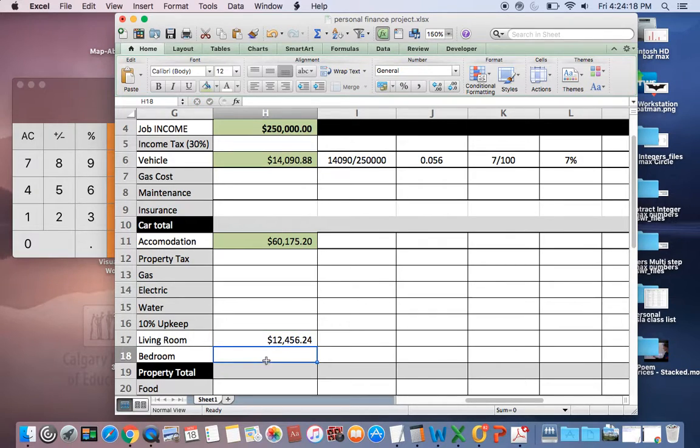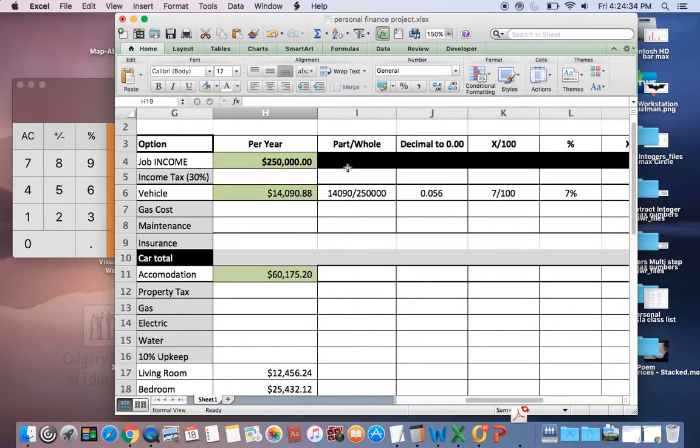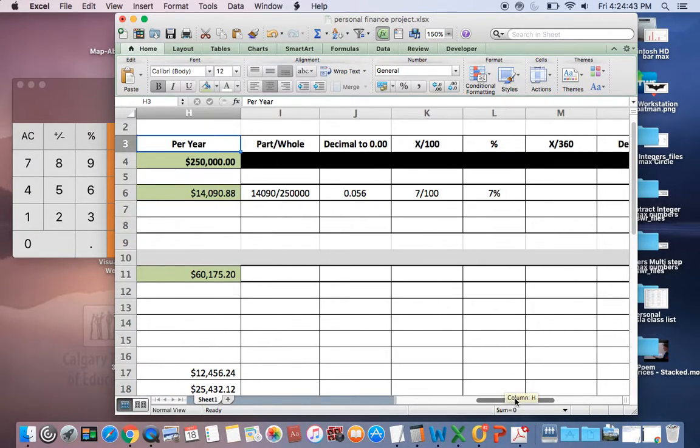$12,456.24. My bedroom, I like a really comfortable mattress, so I'm going to say $25,423.12. That's insane, this is ridiculous, by the way. Well, I know some people spent way more than that, but that's okay. Now, what you're going to do after you enter that in for that yearly cost is we are now going to go through these 6 steps along the top.